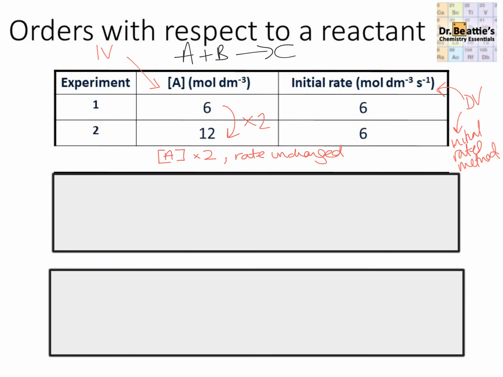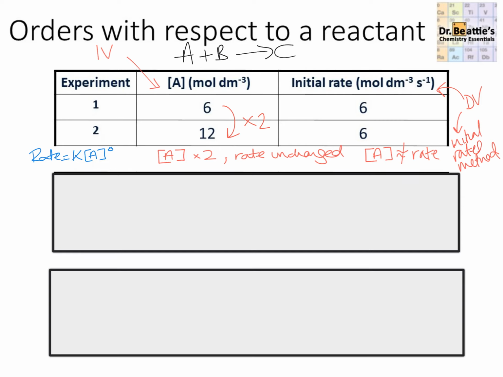So what that is like is whatever the concentration of A is, it has no effect on the rate. No matter what the value of A is, it is to the power of 0, which makes it void, totally irrelevant. And so if I was asked to construct a rate equation at this point, then I know rate equals k times whatever the concentration of A is to the power of 0.